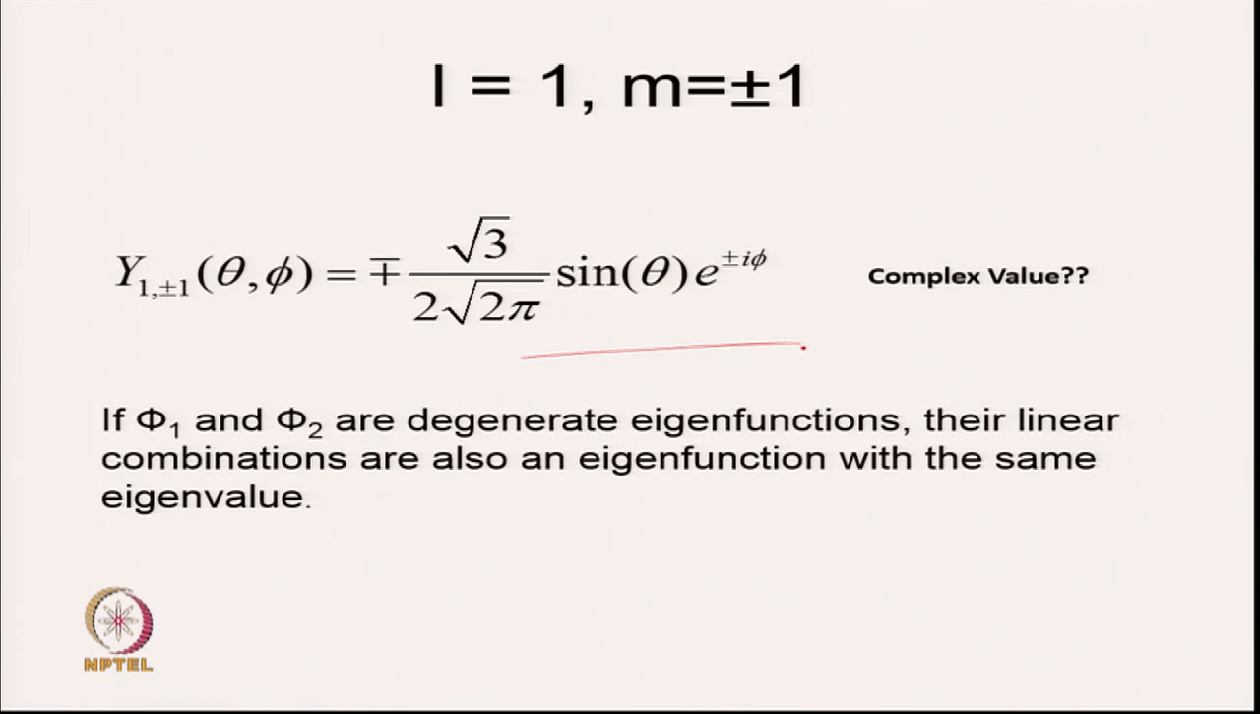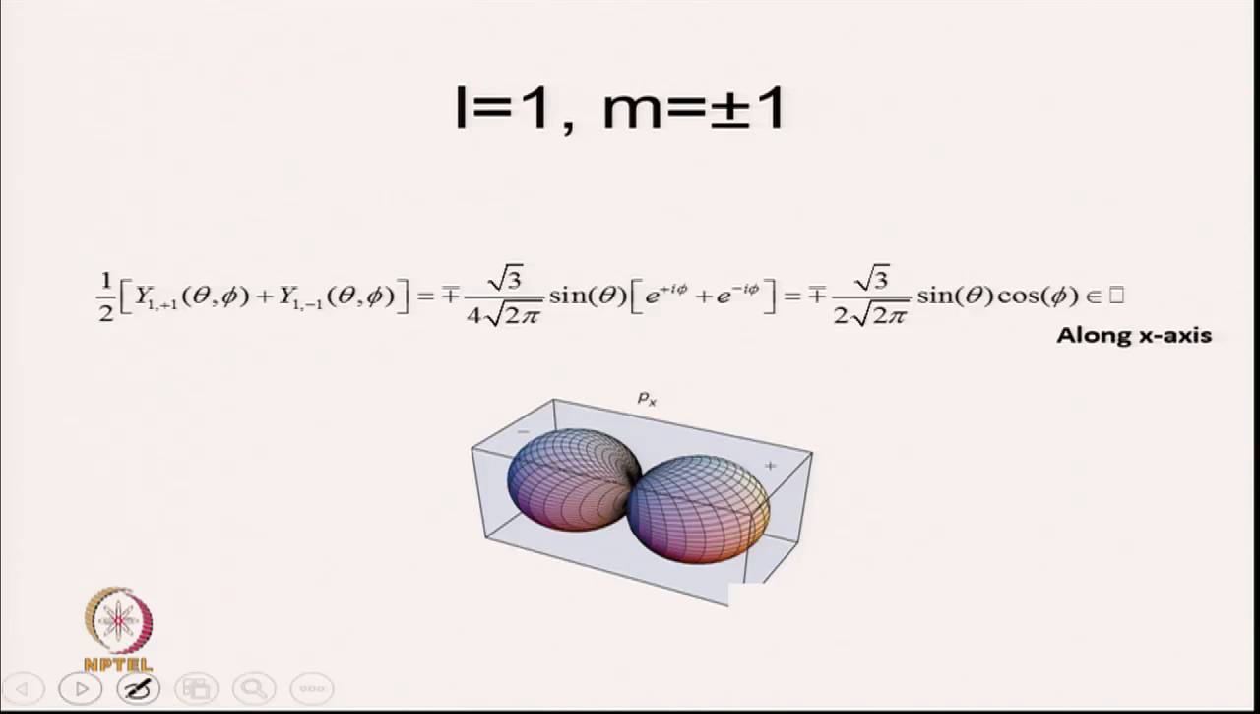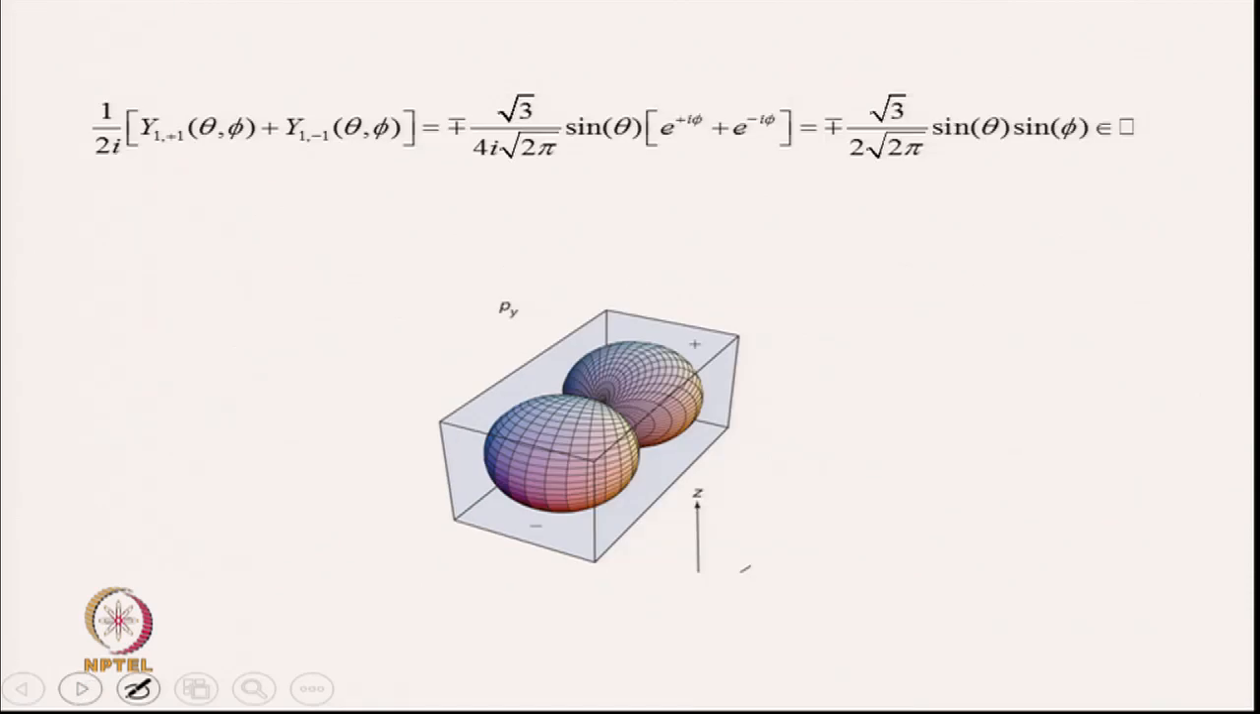So two values you will get, and these values are degenerate eigenfunctions. Their linear combination is also going to be an eigenfunction with the same eigenvalue, so a linear combination is taken, and now you can see that it depends on sin theta and cos phi, and that gives the shape of the different p orbitals, px and py. So this is the dependence of the wave function or spherical harmonics on theta and phi.